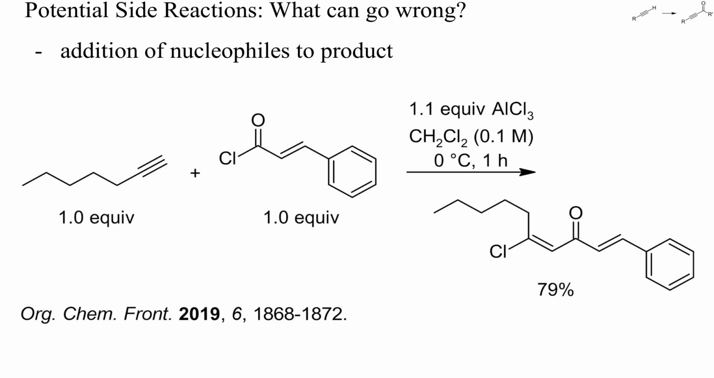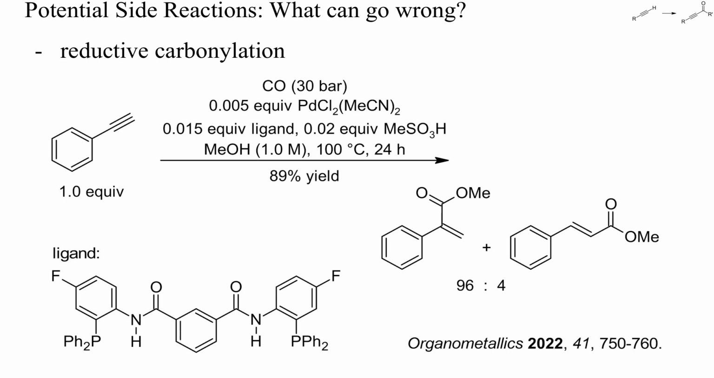Let's check some potential side reactions. As mentioned, all the products shown above are strong Michael acceptors, which readily react with all kinds of nucleophiles. Simple Friedel-Crafts acylation of terminal alkynes, for instance, usually yields chloroenones, as in this example. Palladium or nickel-catalyzed carboxylation and carbonylation of terminal alkynes can yield acrylates instead of propiolates. Here, an acid and palladium-catalyzed carbonylation mainly yielded a mixture of two isomeric methyl acrylates.